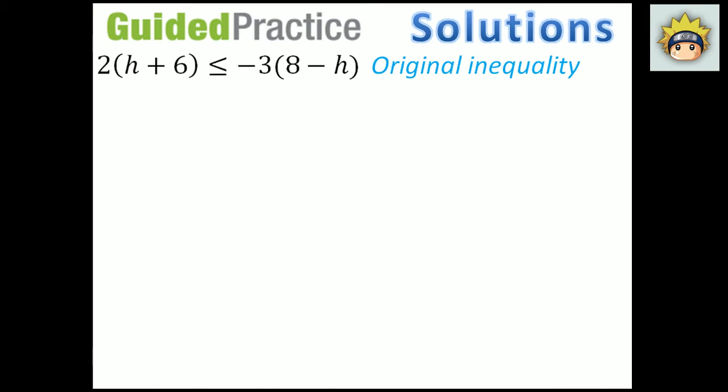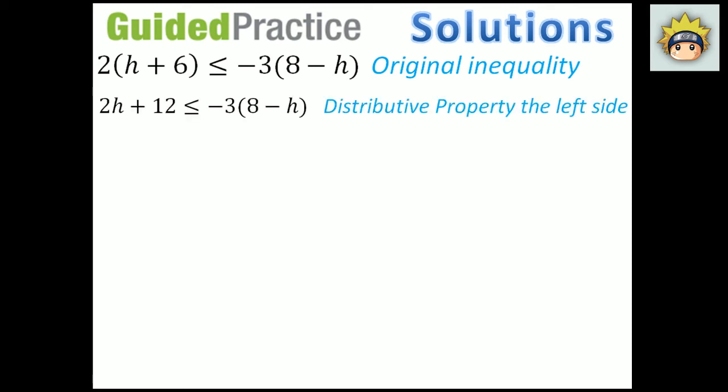2 parentheses h plus 6 close the parentheses is less than or equal to negative 3 parentheses 8 minus h close the parentheses. That is my original equation. Using the distributive property on the left-hand side, you can do it in one step, but I would like to show it in different steps so I don't lose any student. 2 times h is 2h, 2 times 6 is 12. That is the distributive property on the left-hand side. Nothing happens to the right-hand side.